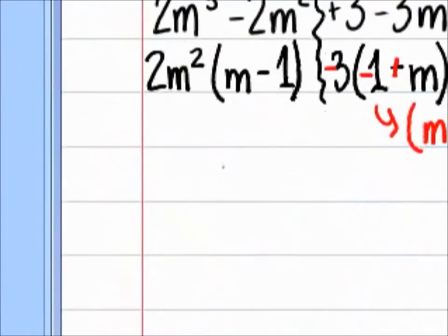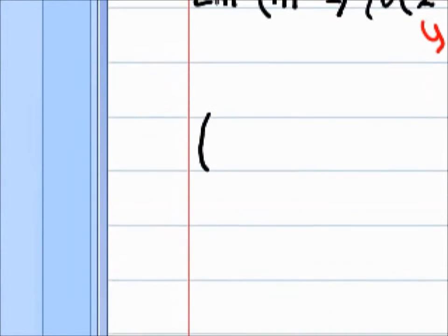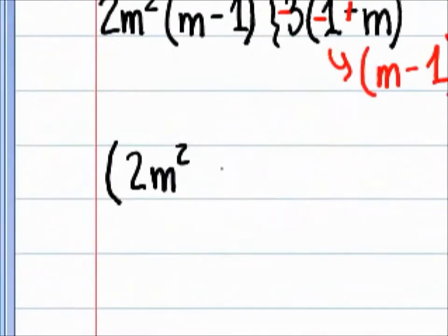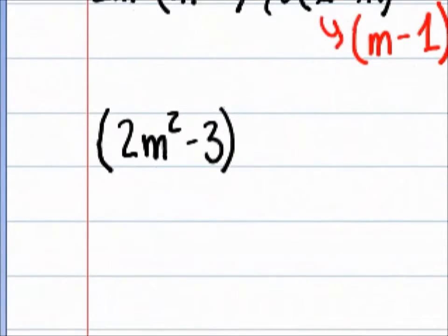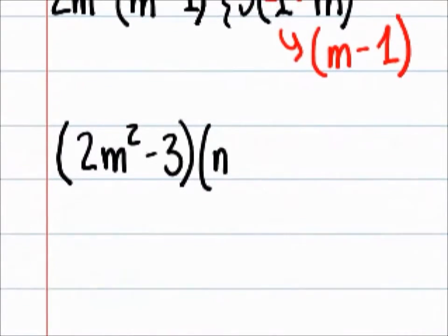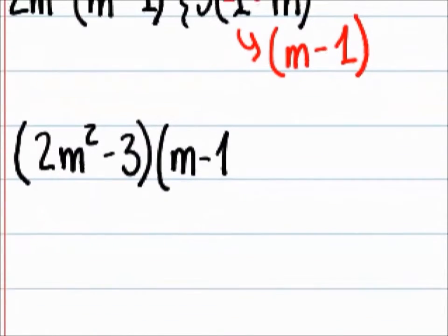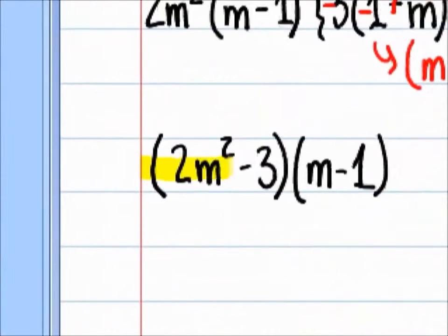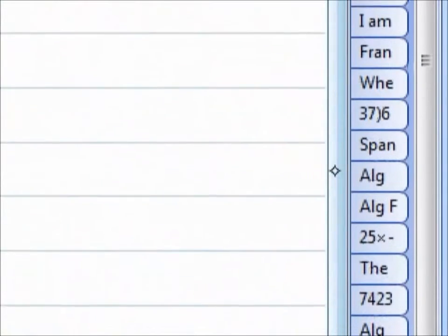So now this is easy. We're going to do 2m squared minus 3, okay, this time we do minus 3, times m minus 1. And that's our little answer.